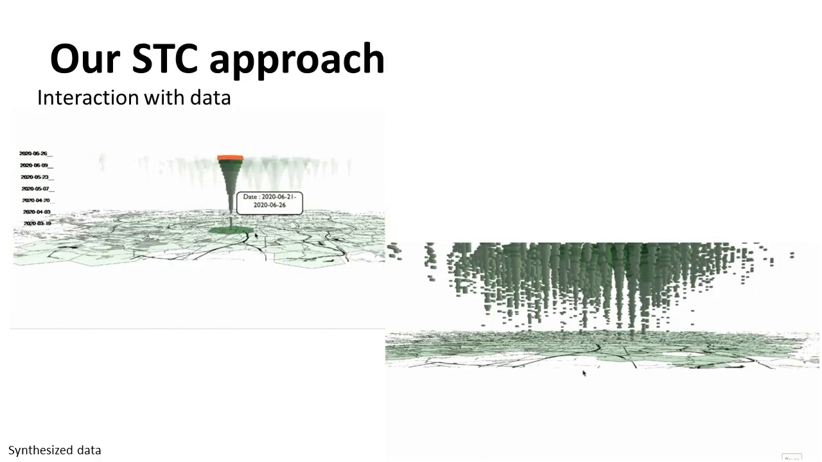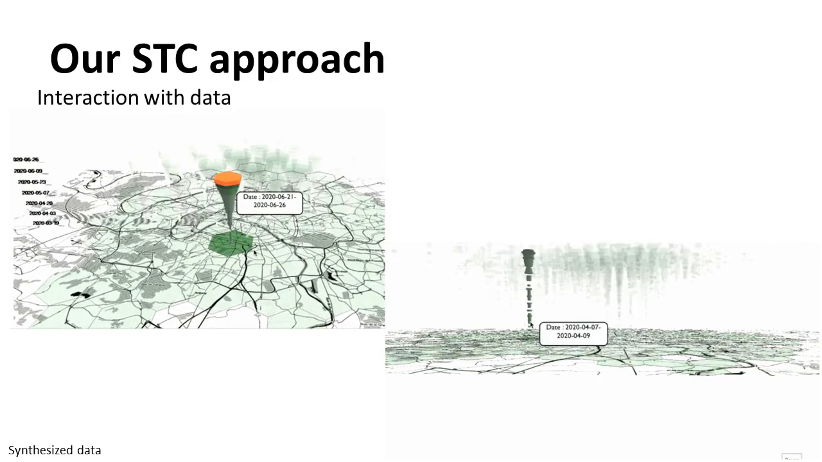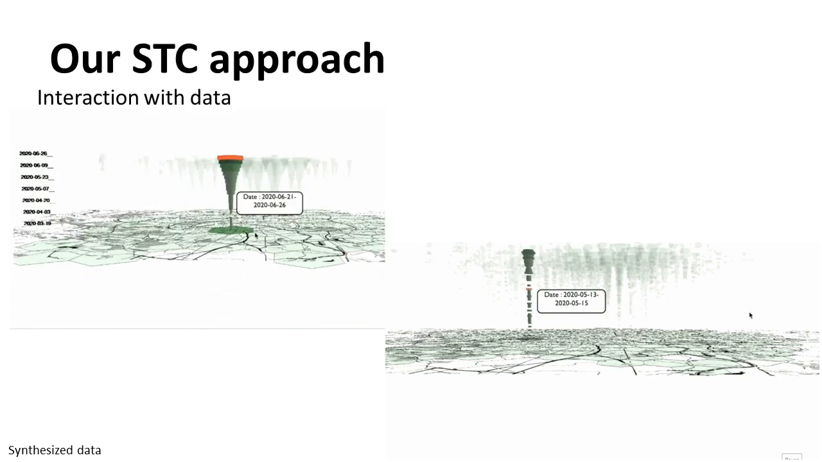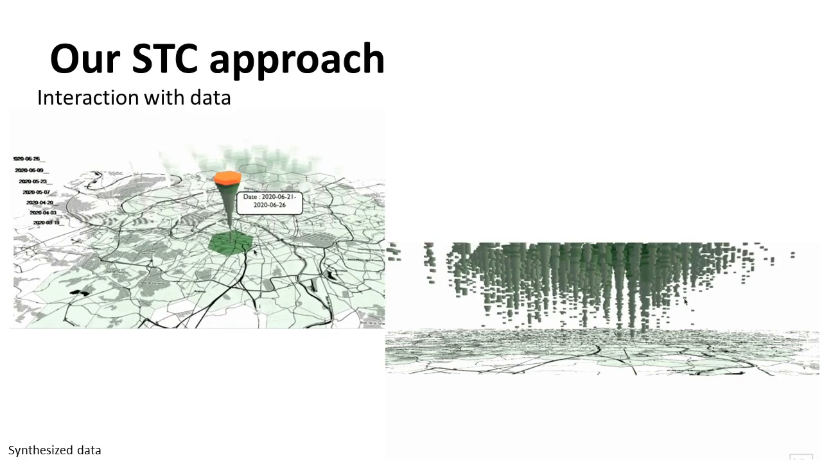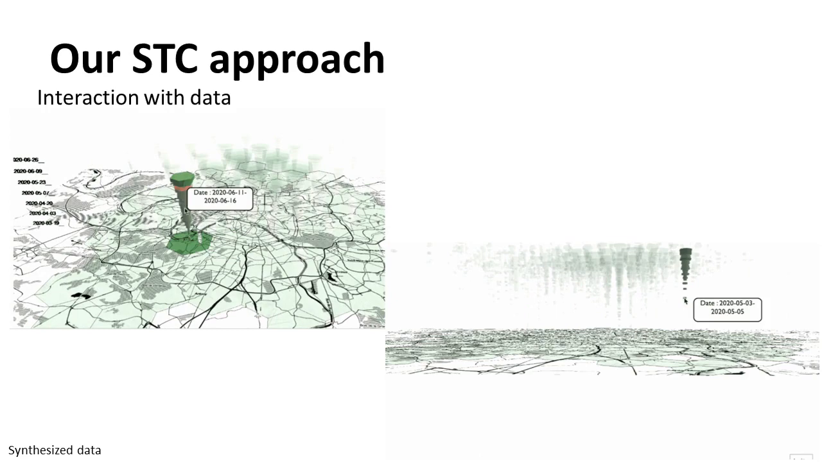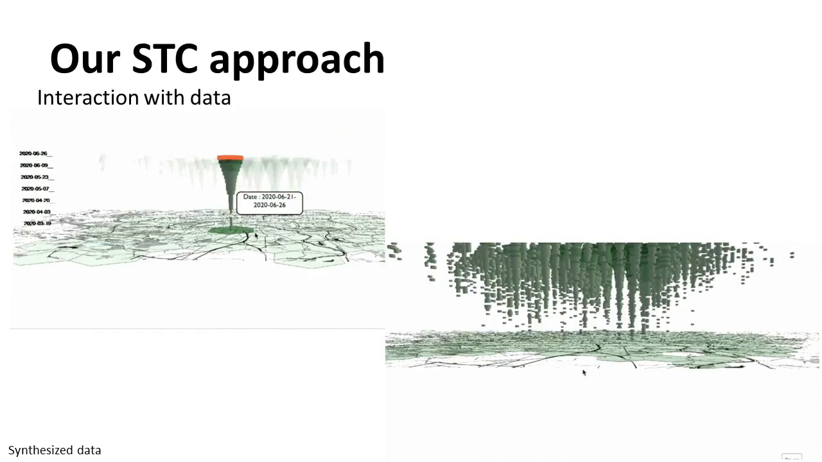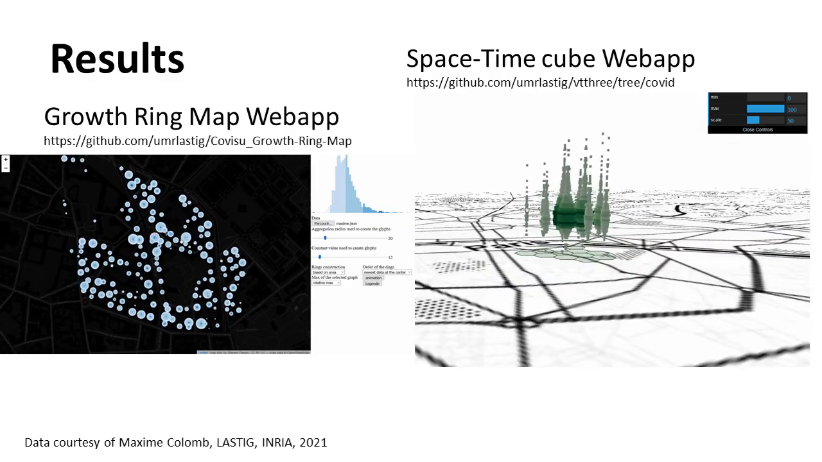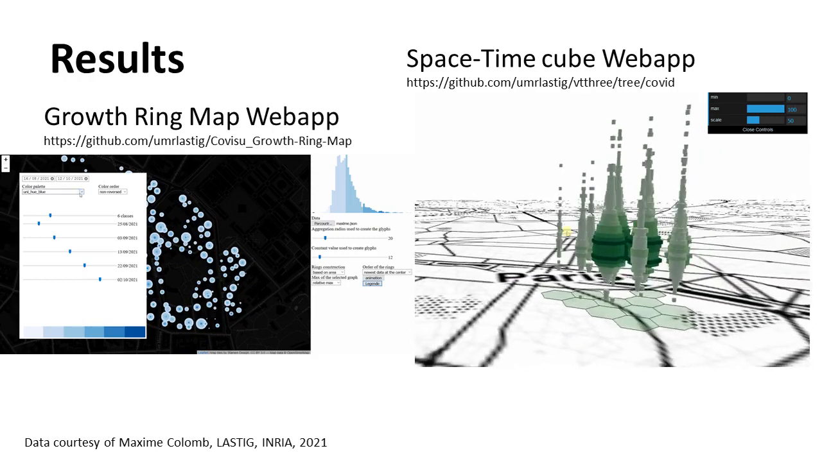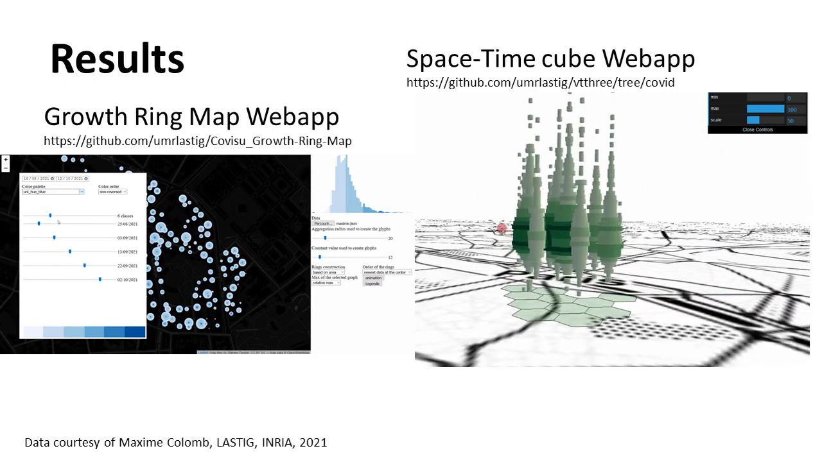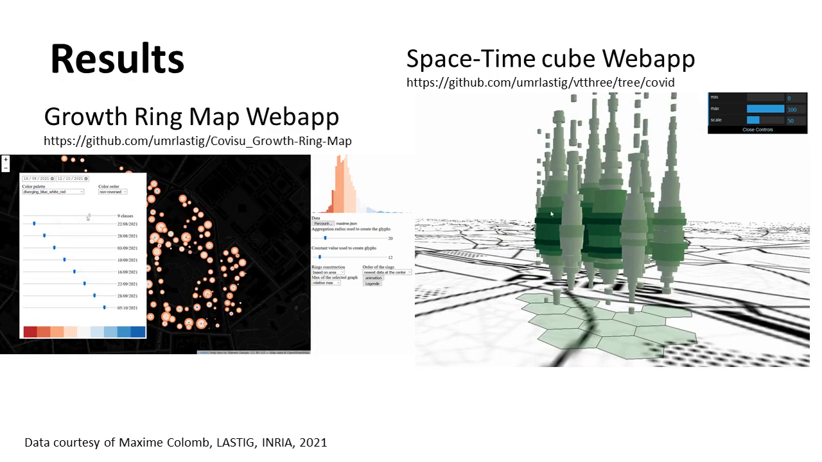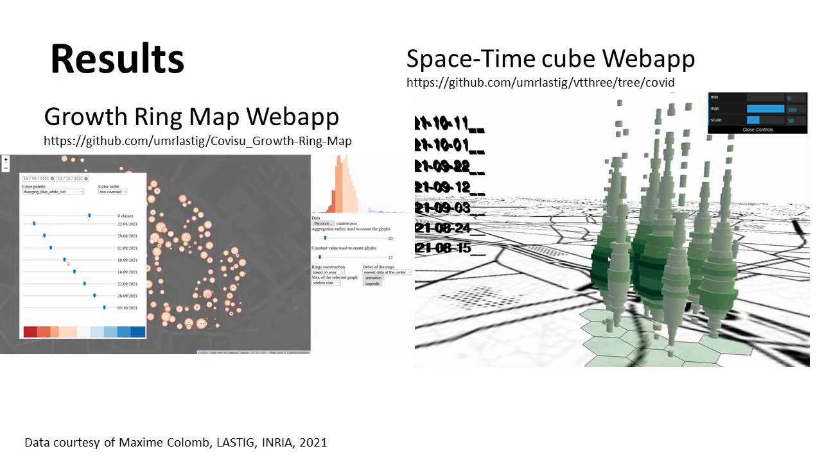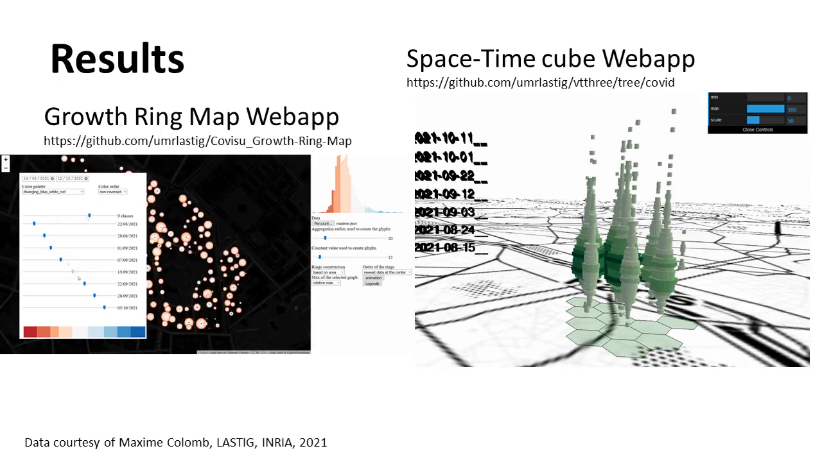This visualization environment also allows the user to select the 3D column corresponding to one hexagonal cell, allowing him to analyze more precisely the temporal evolution of the number of cases in one particular area. These two propositions are integrated into two independent web applications available on GitHub. These two applications integrate a user interface allowing the dynamic modification of the different visualization parameters.